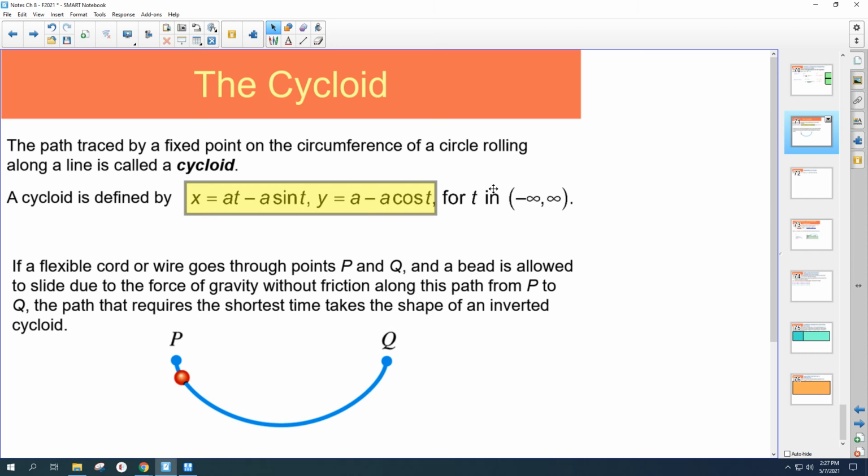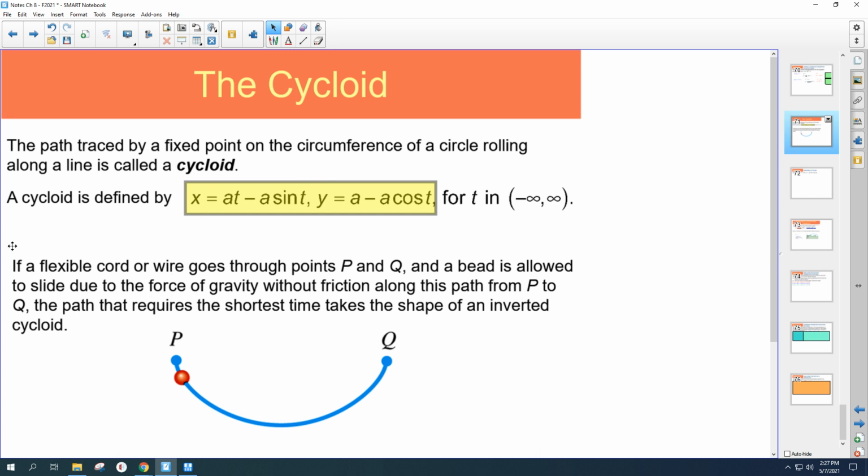The cycloid is one application of parametric equations. It says a cycloid is the path traced by a fixed point on the circumference of a circle rolling along a line. And a cycloid is defined like this. So you've got your x function and you've got your y function.